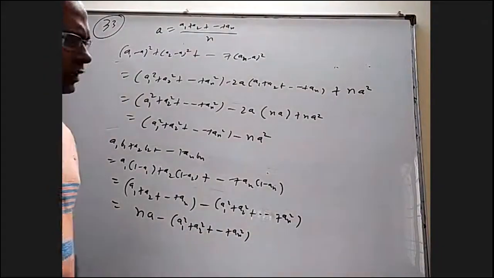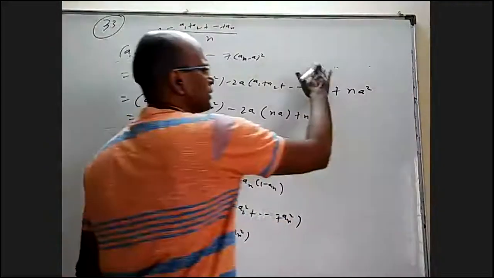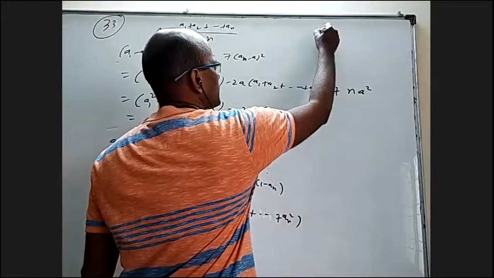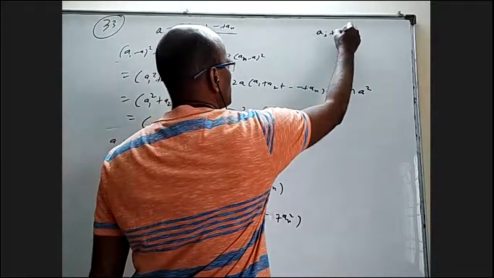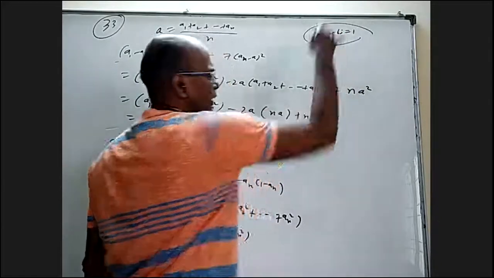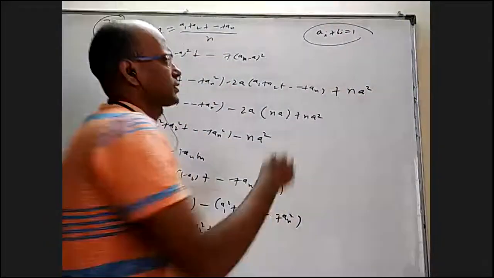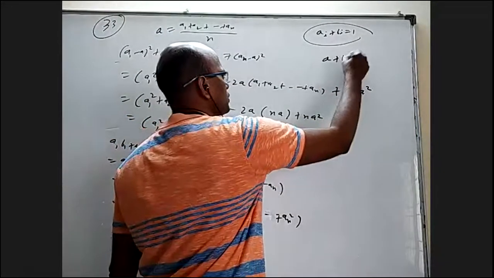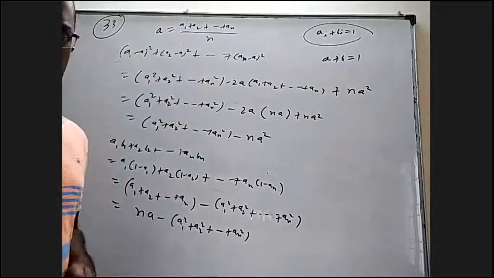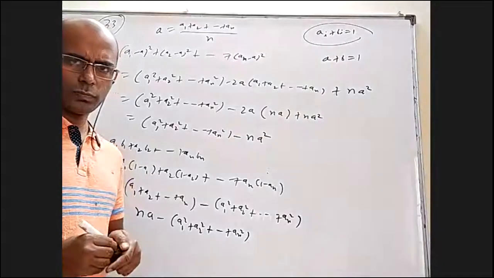Of course, between a and b also one relation is there. I think I can say because ai plus bi equal to 1, when I take all of them and take the average, I should get a plus b also equal to 1. Am I right? Yes, sir.